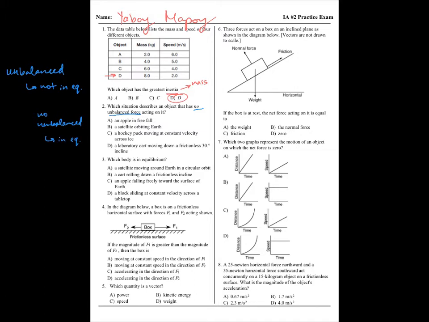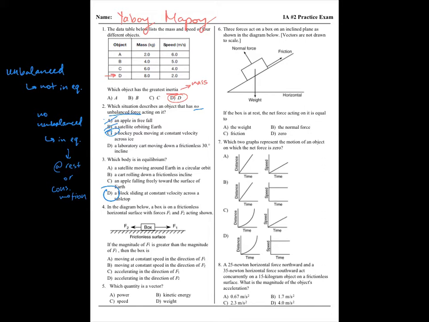So that would be not choice A, not choice B, it's choice C, because we're looking for something that's at rest or constant motion. And that is a hockey puck moving at a constant velocity across the ice. Alright, number 3, which body is in equilibrium? So following the same idea, we're looking for something that's constant velocity or at rest. So that's choice D, sliding at constant velocity across the tabletop.